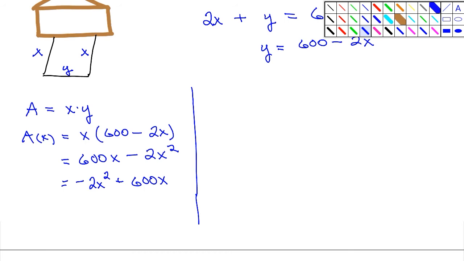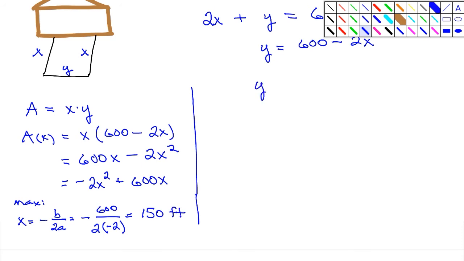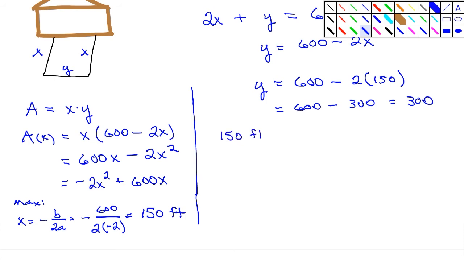And we want to find the max. So the max occurs when x is equal to negative b over 2a, which is going to be negative 600 over 2 times negative 2. Well, that's 150 again. That's no problem. And then what would the y be? It'd be 600 minus 2 times 150. And that's 600 minus 300, which is 300. So the dimensions now are going to be 150 feet by 300 feet.